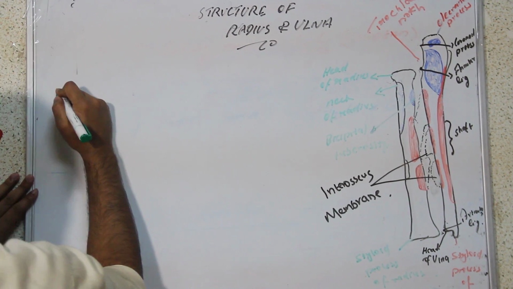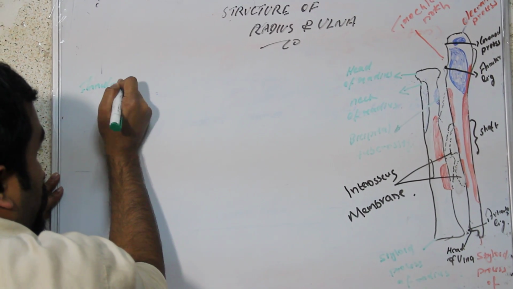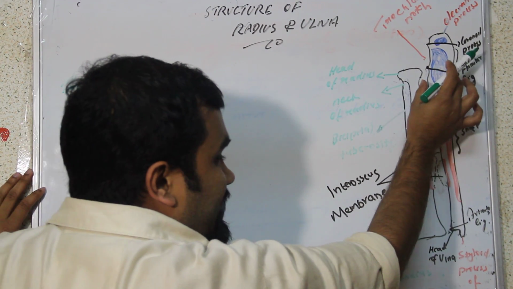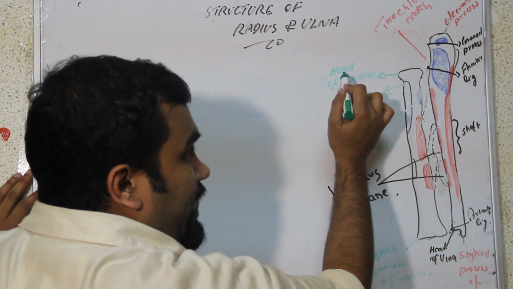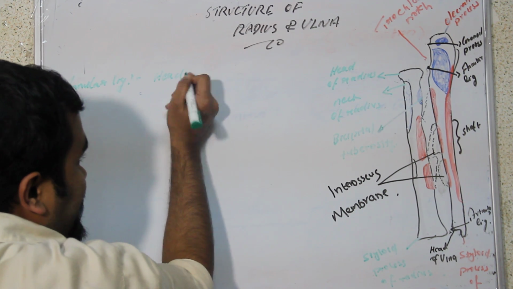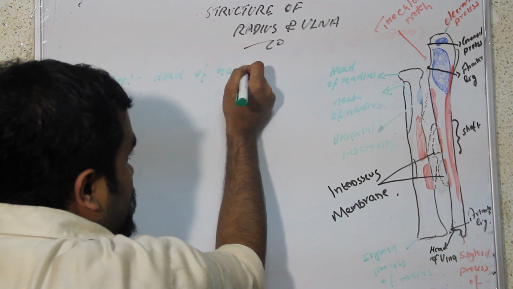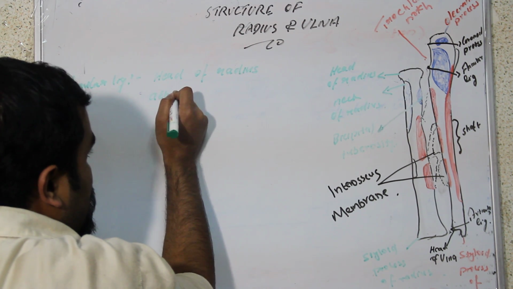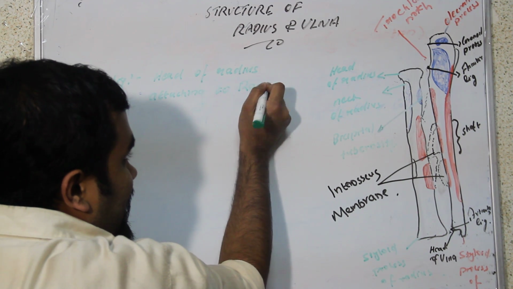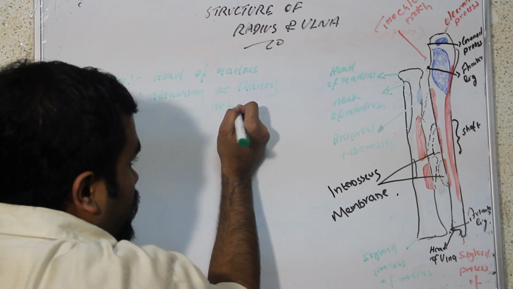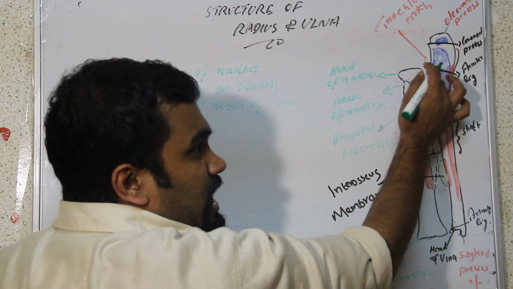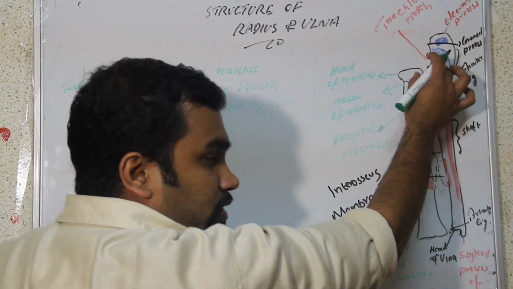Now we'll see what is meant by annular ligament. The annular ligament is the place where the head of the radius is attaching to the radial notch of the ulna. That is just simple: where the head of the radius is attaching, there the radial notch of the ulna is present.